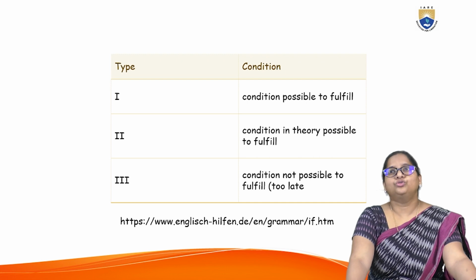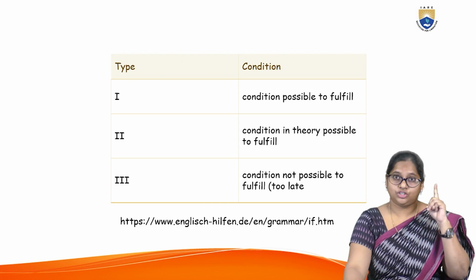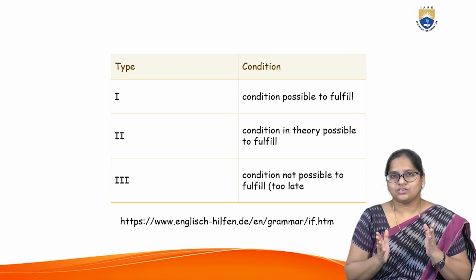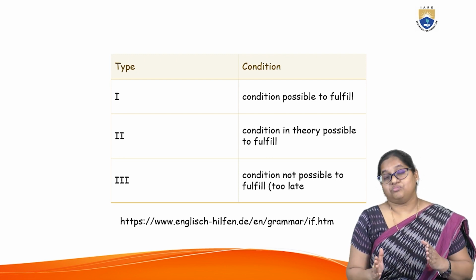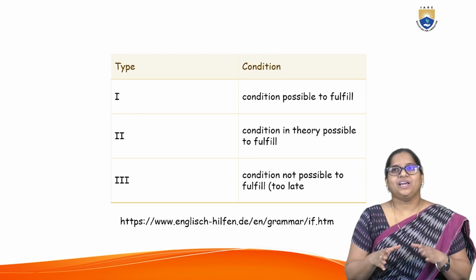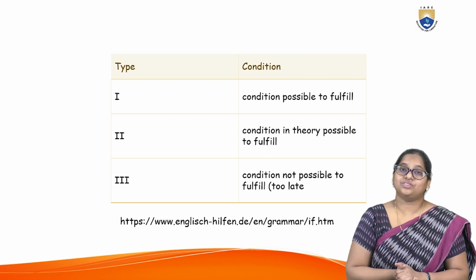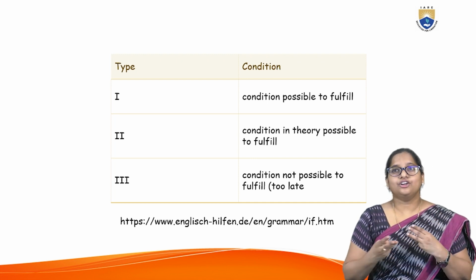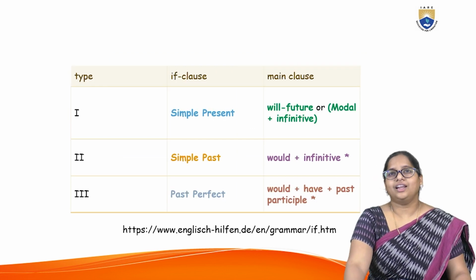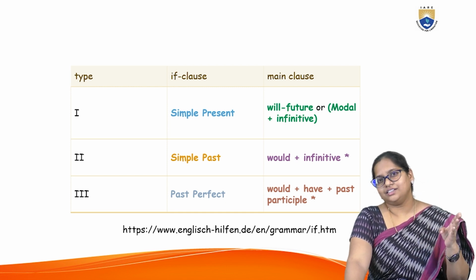Now let me take you through three conditions in English: condition 1, condition 2, condition 3. Condition 1 talks about the possibility, it may happen. Condition 2, in theory it is possible: if that happens, it happens. Condition 3 is not possible to fulfill. It is not possible, but it is understood. So: possibility, possibility in theory, and third, it is not possible, it is too late.